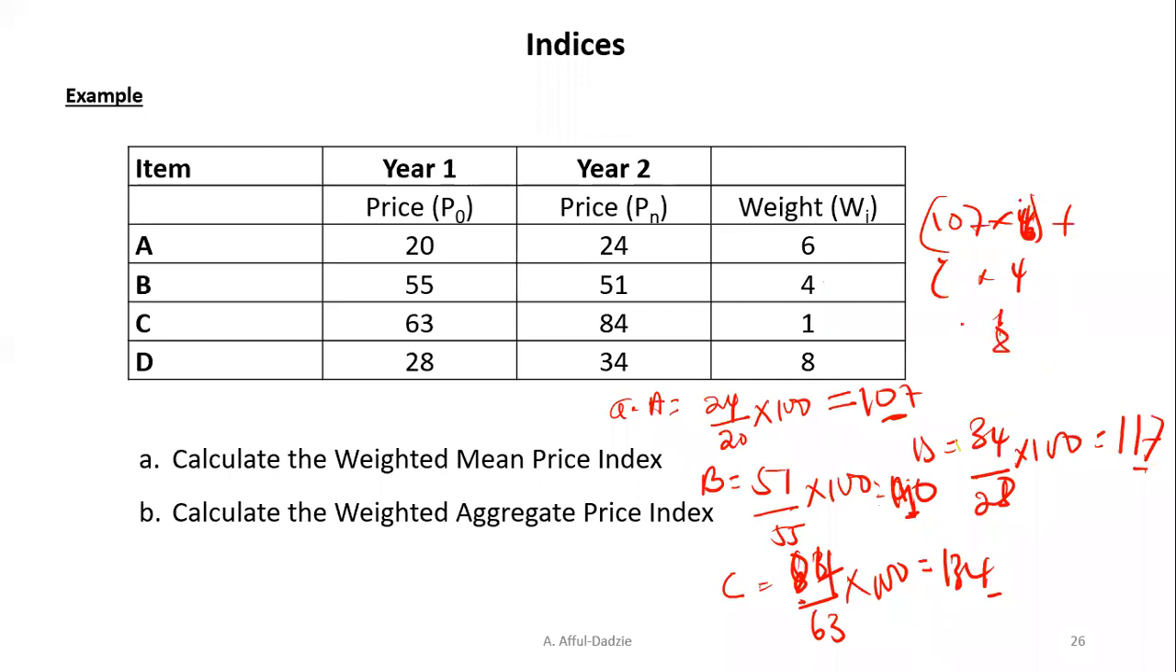When you are done, you divide by the sum of the weights. So please have that in mind. Having multiplied this, you will now divide by the sum of the weights. So the weights here, 6 plus 4 is 10, 8 plus 1 is 9, so 10 plus 9 is 19, okay?